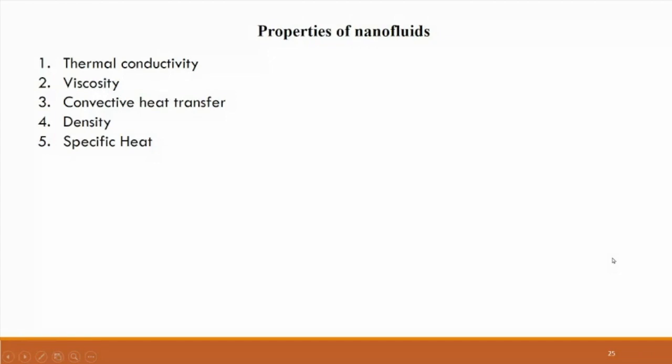Properties of nanofluids. By adding nanomaterials to the base fluid, we obtain nanofluids, and nanofluids have enhanced the following properties as compared to base fluids: thermal conductivity, viscosity, convective heat transfer, density, and specific heat. I have put five here, but all the other properties which nanoparticles have are also included.